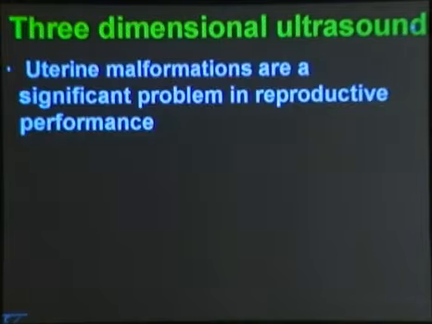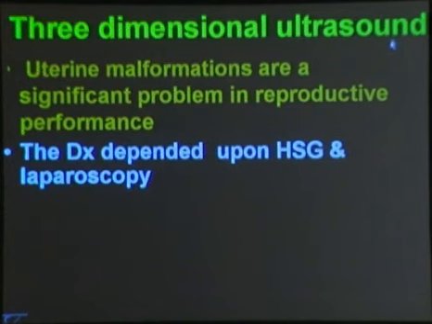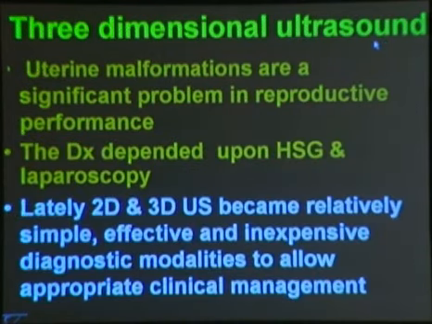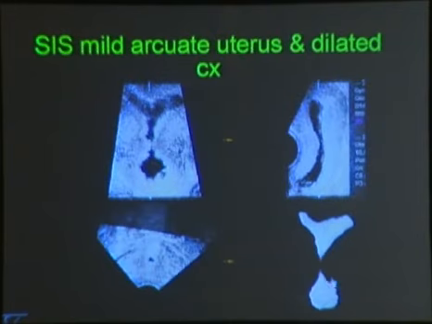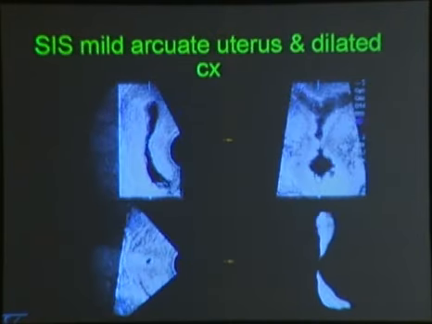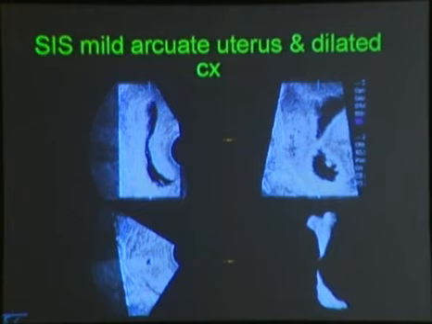Uterine malformations are important because reproductive performance is hinged upon the normalcy of the uterus. Now, you can do a hysterosalpingography or laparoscopy, but lately 2D and 3D ultrasound became the relatively simple, effective, and rather inexpensive diagnostic modalities to allow fusion. I do not know even up to today why the cervix was so dilated in this case, and there no pressure was put there, and you see even the indentation of the glands of the cervix in this case.